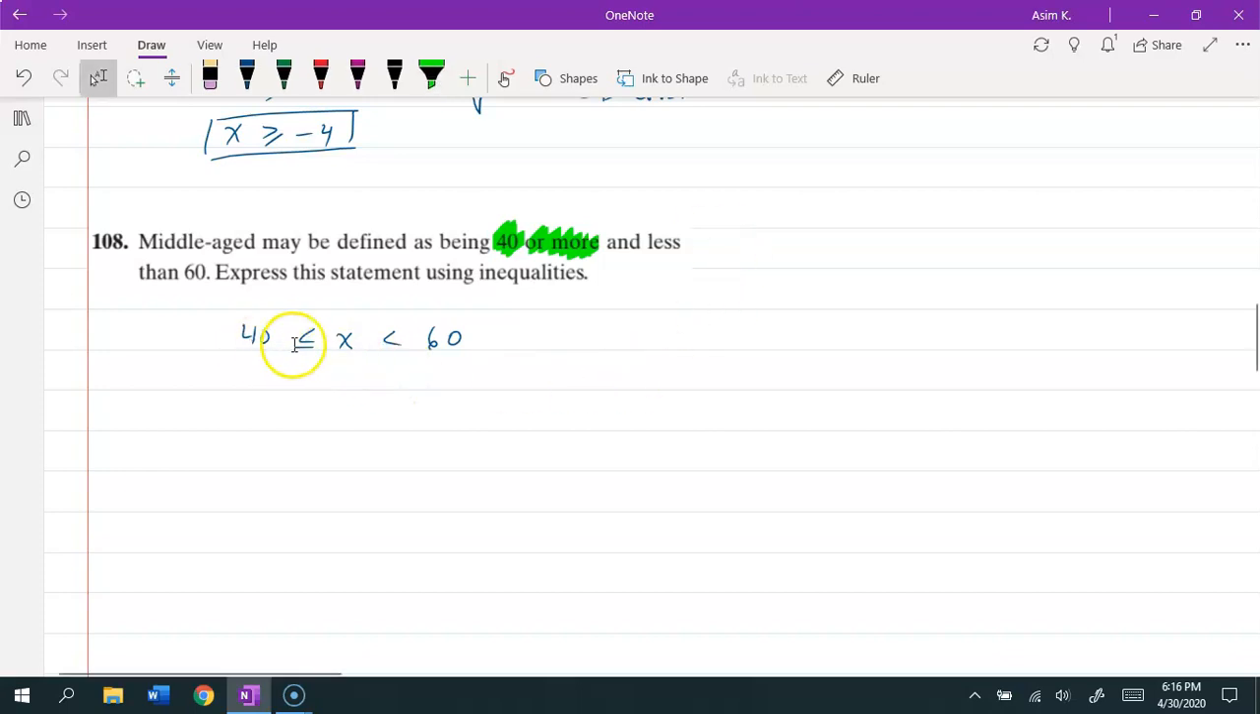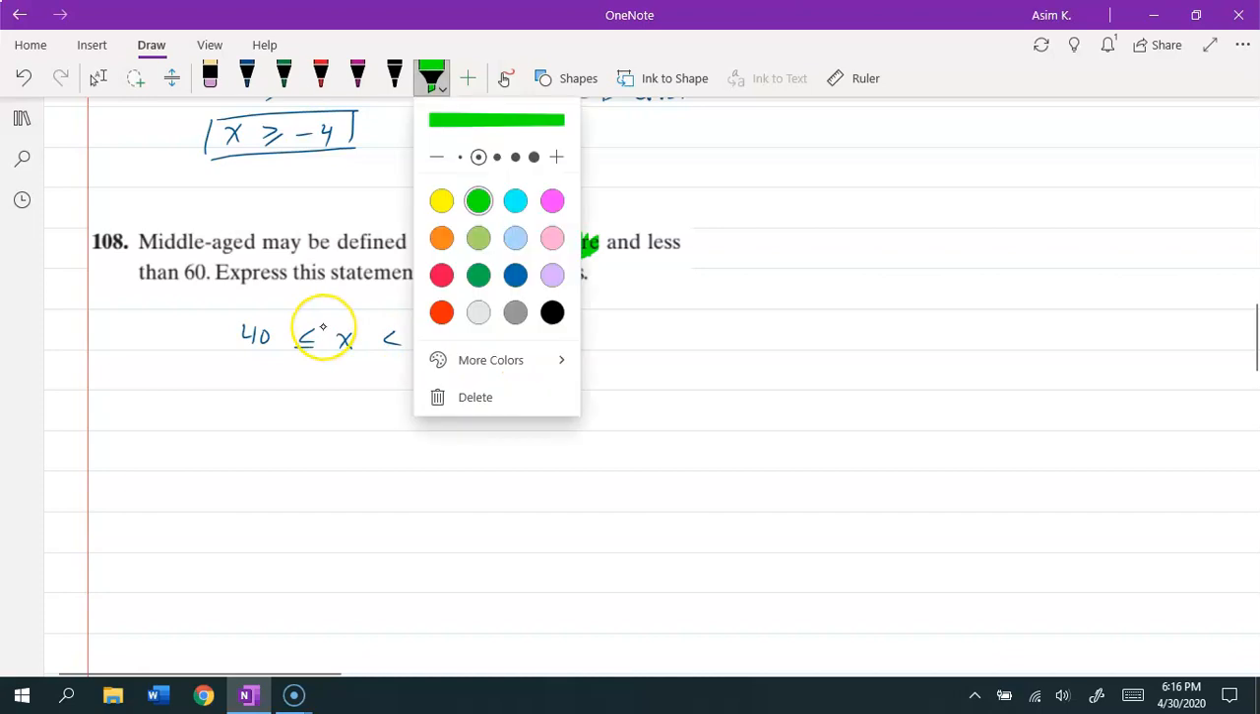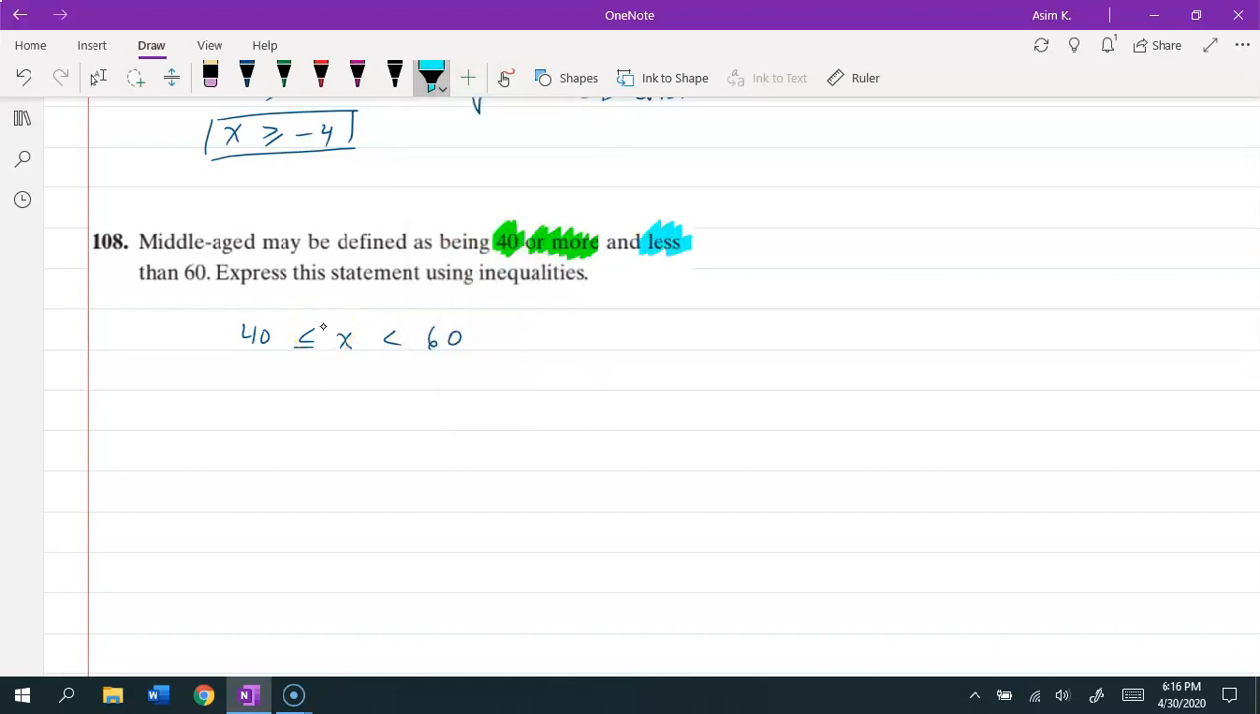So you can be equal to 40, right? X can equal 40, but it can also be greater than 40. But then there is a limitation, right? There's a limitation, and the limitation is that you got to be less than 60. So this is what middle-aged is called, by the way. All right, so that less than 60, notice how it doesn't say equal to 60. And because of that, here is your statement that you've got.